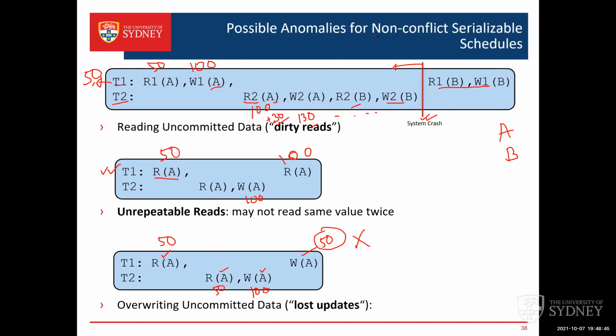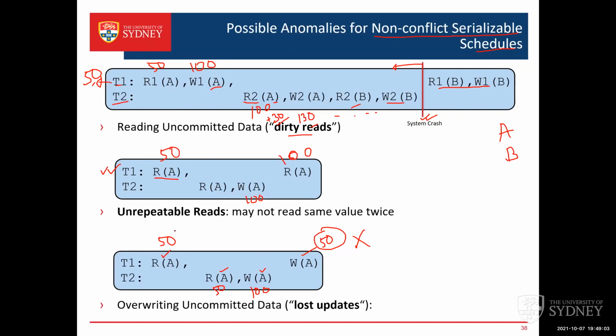So why are all of these issues happening? Because they are non-conflict serializable schedules. That simply means we will never run a non-conflict serializable schedule. Whenever we have a schedule, we first figure out whether it is conflict serializable or not. If it is not conflict serializable, we will not run it, because these three issues might occur.